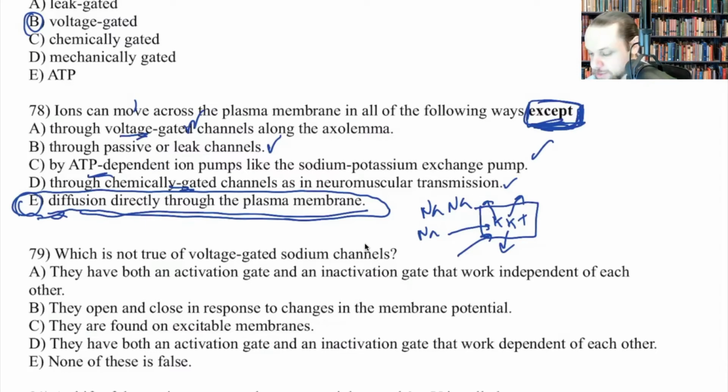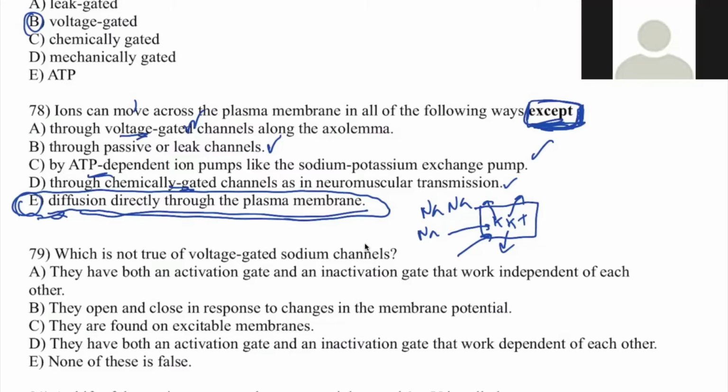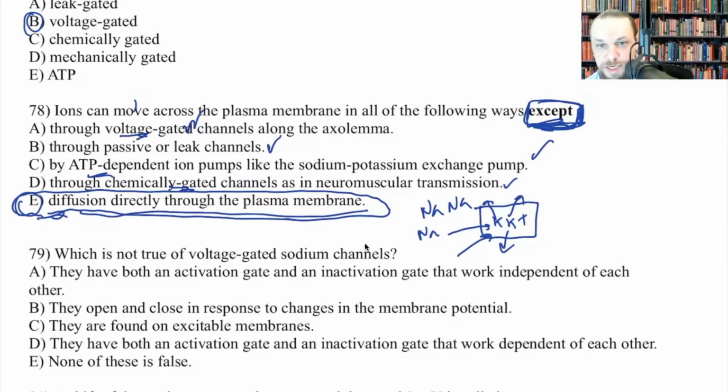78 is E, right? And Nick, I have a question. So A, B, C, D, all ions can move, right? Yes, that is correct. Okay, thank you.